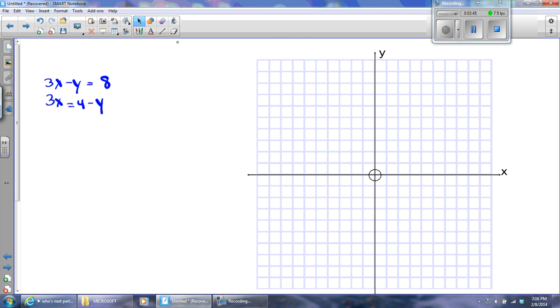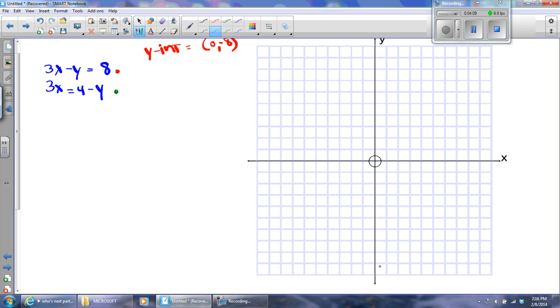All right, so I'll graph this one in red and I'll graph that one in green. Now the first one's in standard form. So I'm going to get the y-intercept right away. And I believe that's c divided by b. And that'll be 0, -8. That's my y-intercept. So I'm going to plot a point at 0, -8, right there.